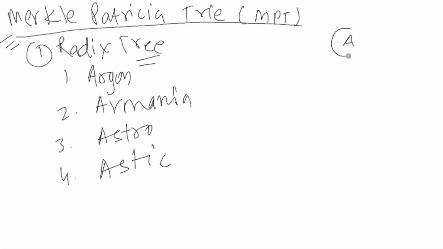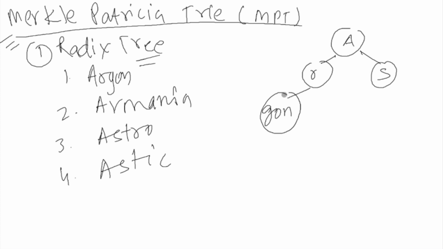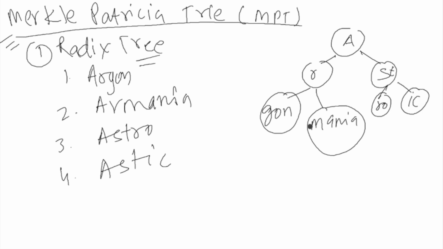So all the four words start with A. Now two words contain R and two words contain S. So I divided that into two child nodes, R and S. Now with R we have GON in one, and in the second we have MANIA. With S we have TRO. Okay, we can also divide this: we can write this T here as T, then RO in one place and IC in another place. So if I want to read maniac, I use AR and then MANIAC. So this is how I can save it. This is a way where we can store the data, right?